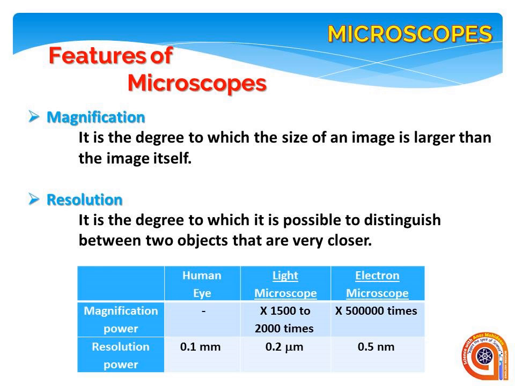The second point is resolution. It is the degree to which it is possible to distinguish between two objects that are very close. Microscopes have a larger range of this resolution. So this magnification and resolution we are going to compare now. The magnification power of the human eye is nil. We don't have magnification in human eyes.